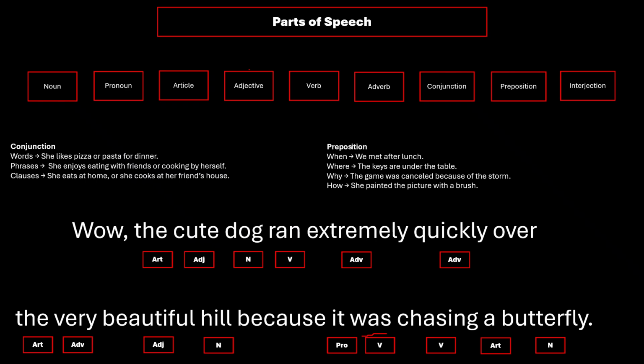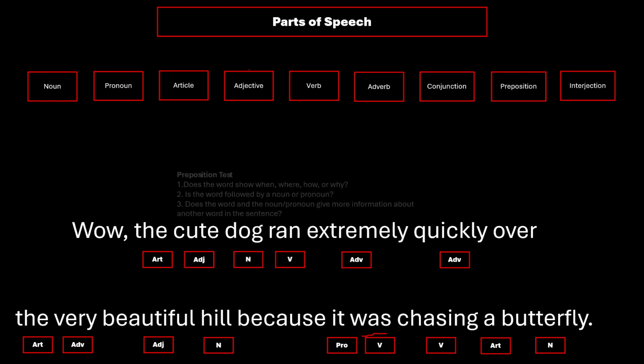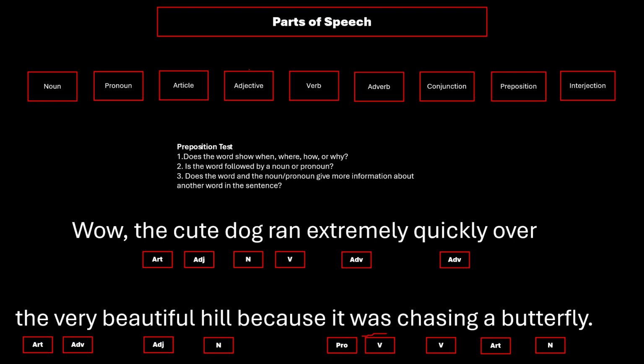So I have here a simple test to determine if it's a preposition. So we have a preposition test here. Two remaining words here, over and because. Okay, so which one is a preposition? Now a conjunction is easy because it just connects words, phrases, and clauses with equal importance. But what if they kind of look alike? That's where we use tests. So let's test both, okay, with these questions. Number one, does the word show when, where, how, or why?